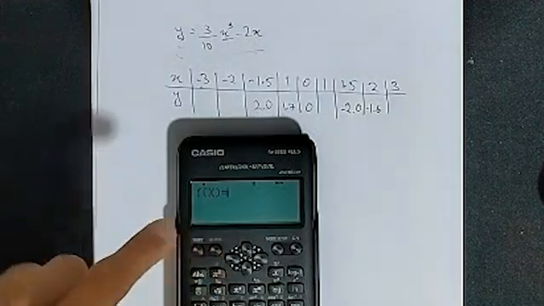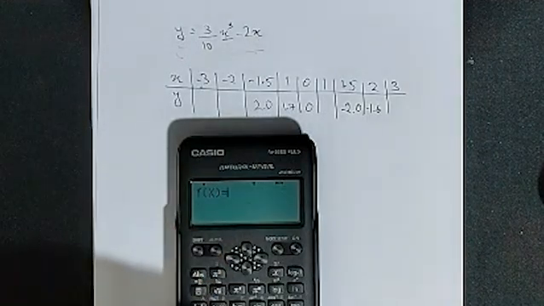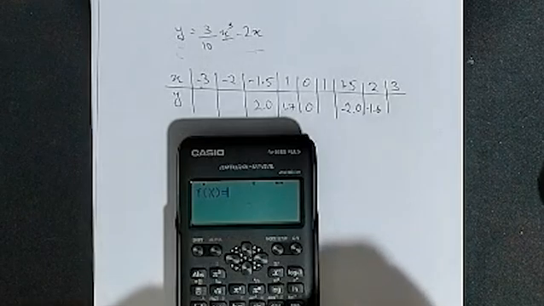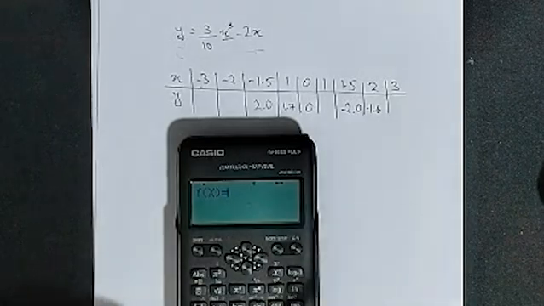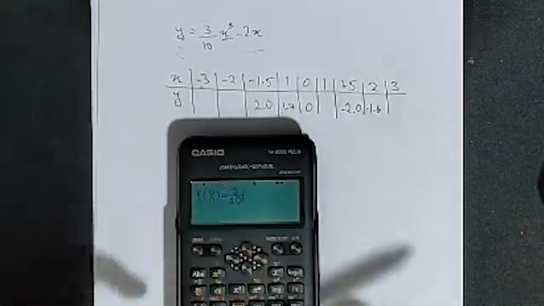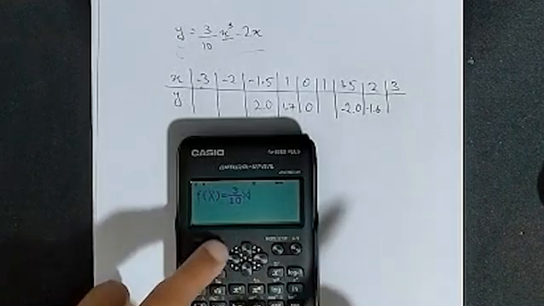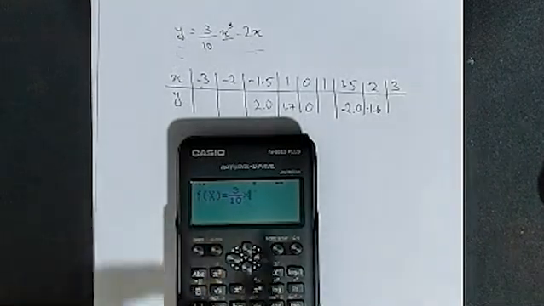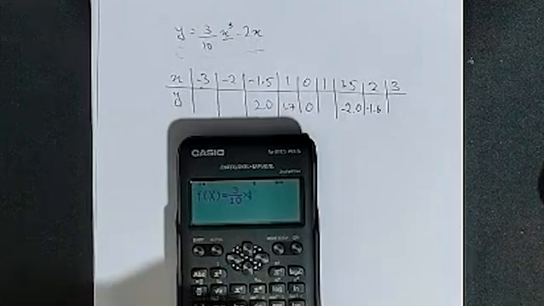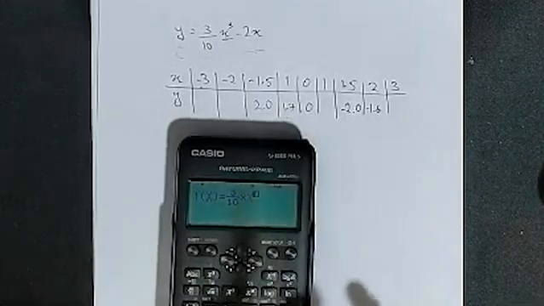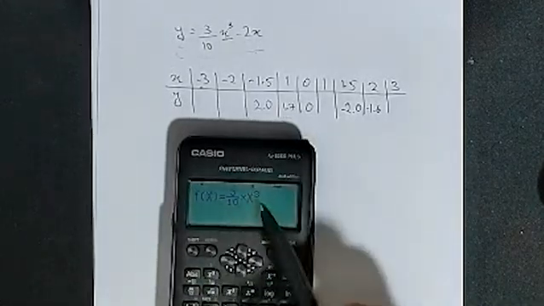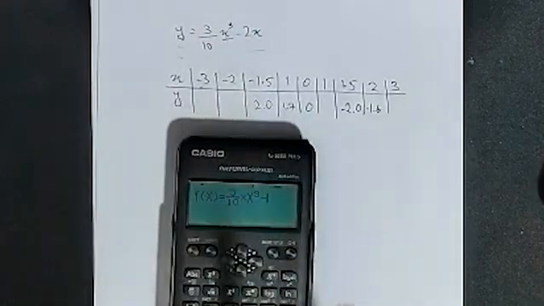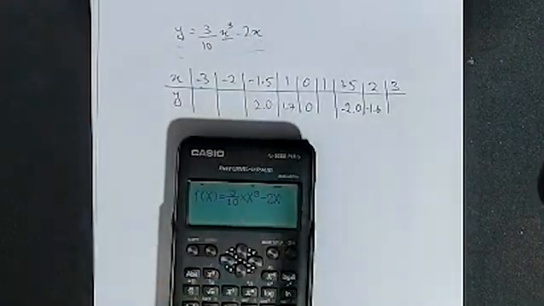So we click alpha, and then whichever button has the variable we need on top of it, we click that button. So 3 over 10 times alpha, and we have this button which has x over it, so we click that x, and then we have the cube, 3. Okay, that's x cubed minus 2x.